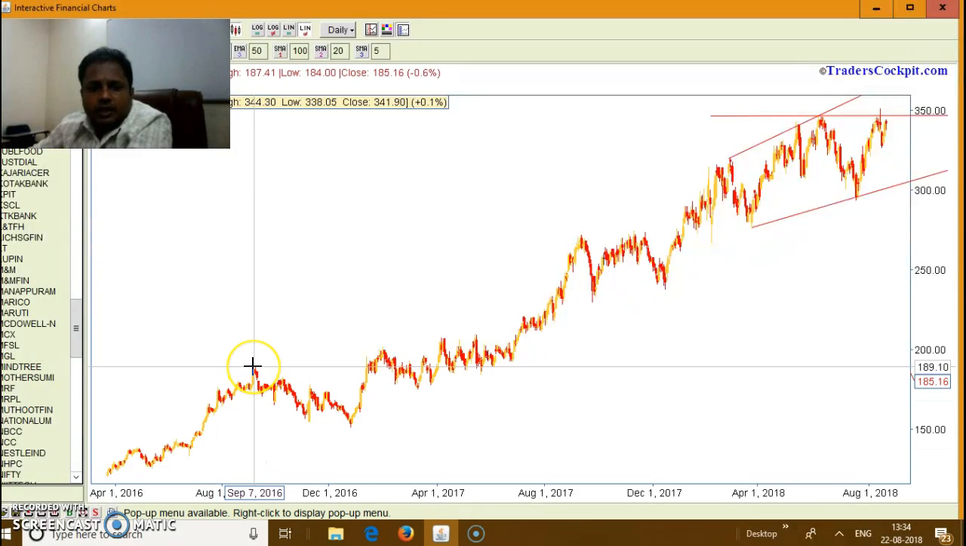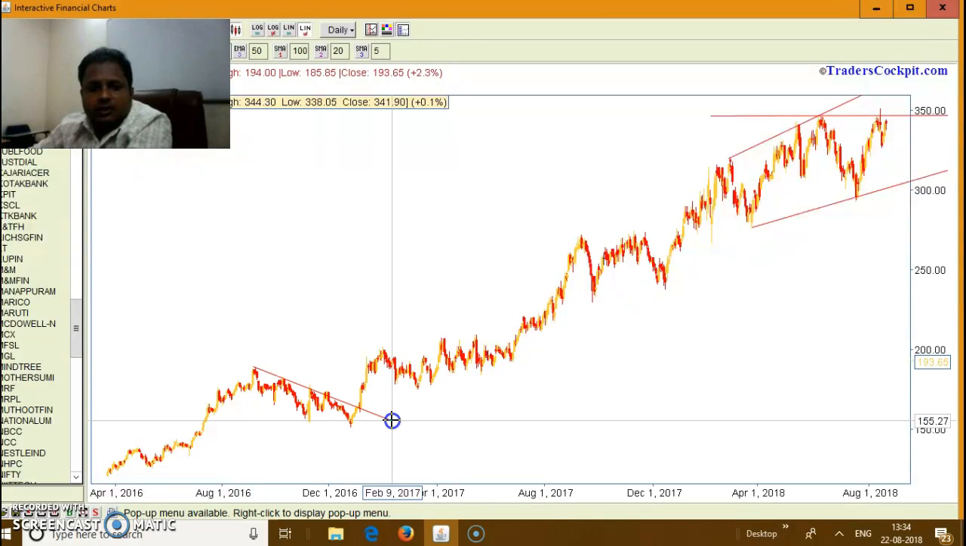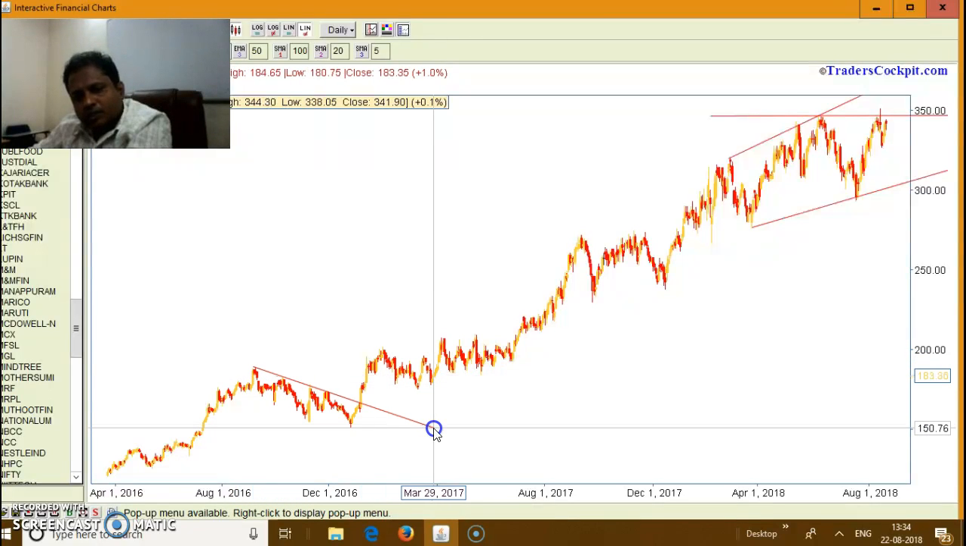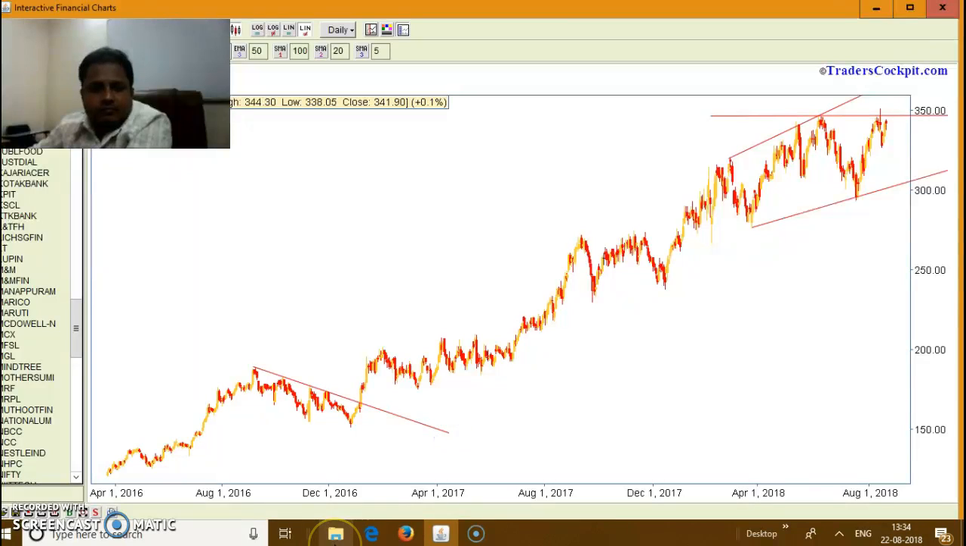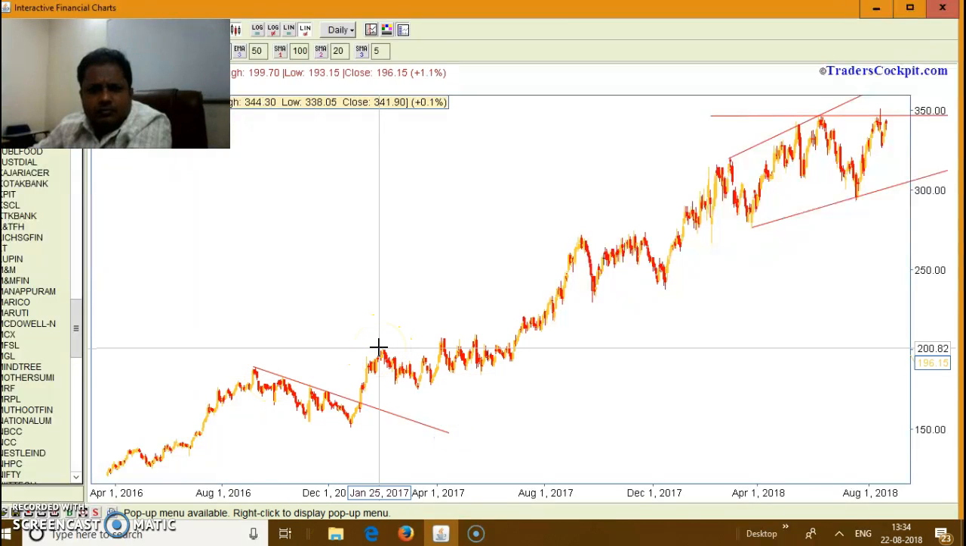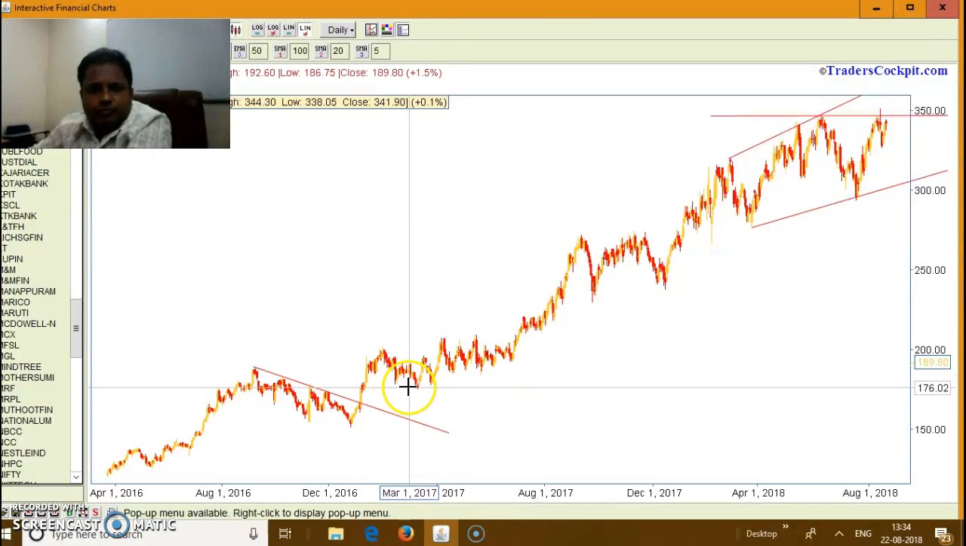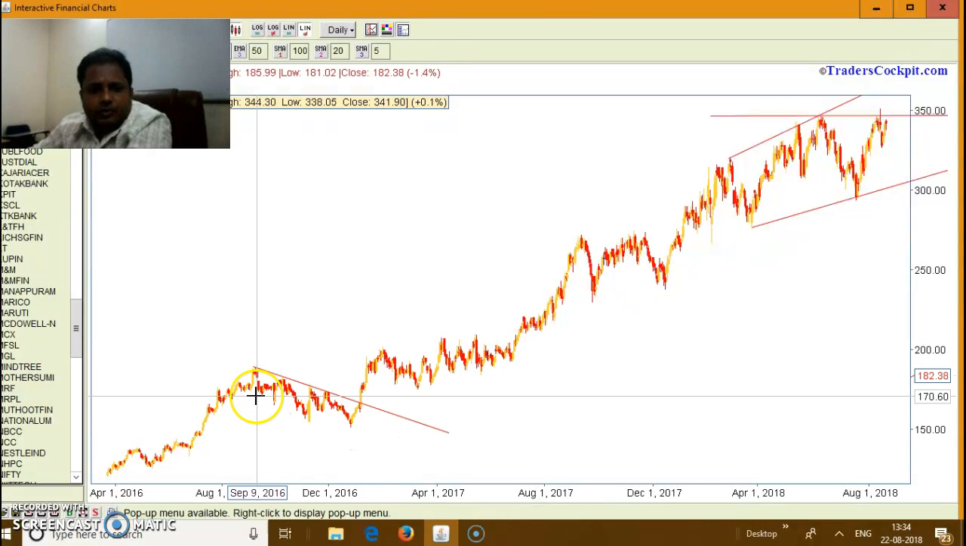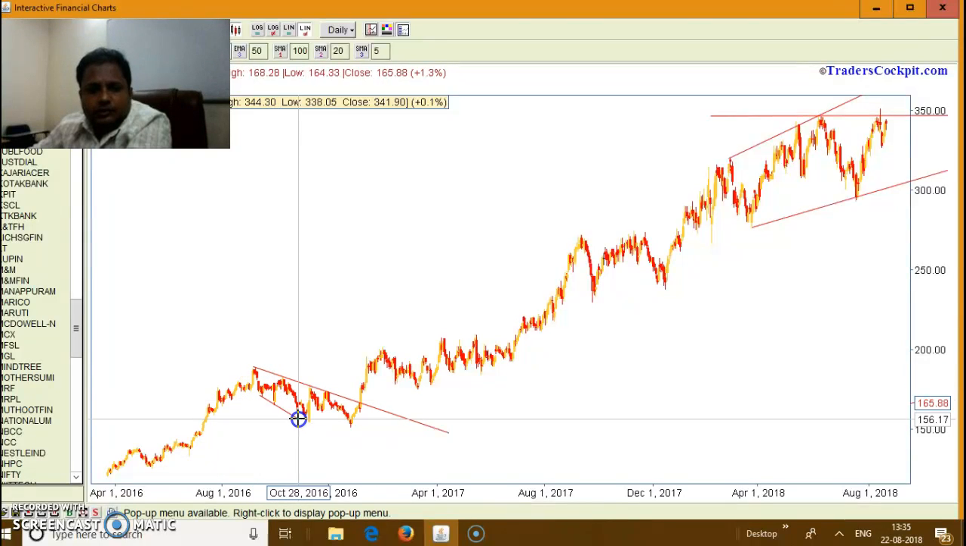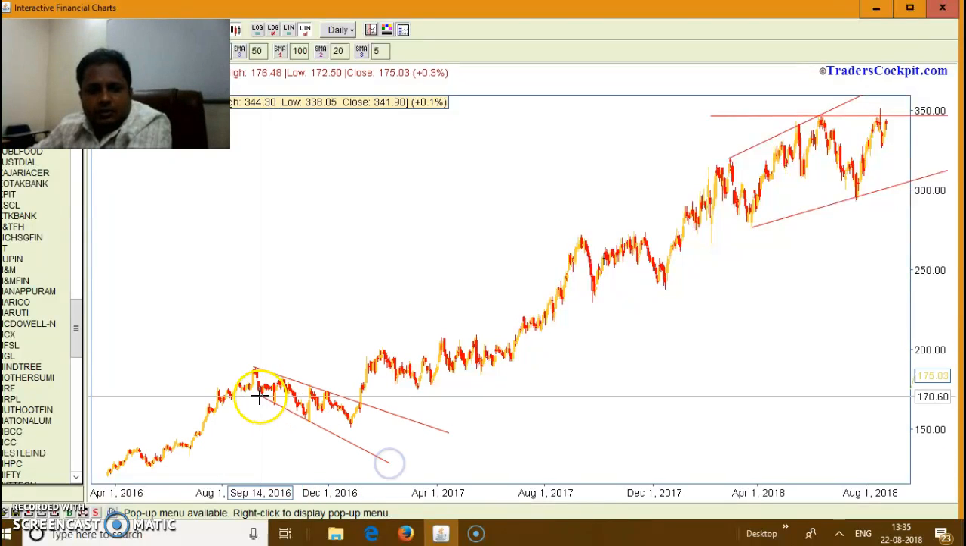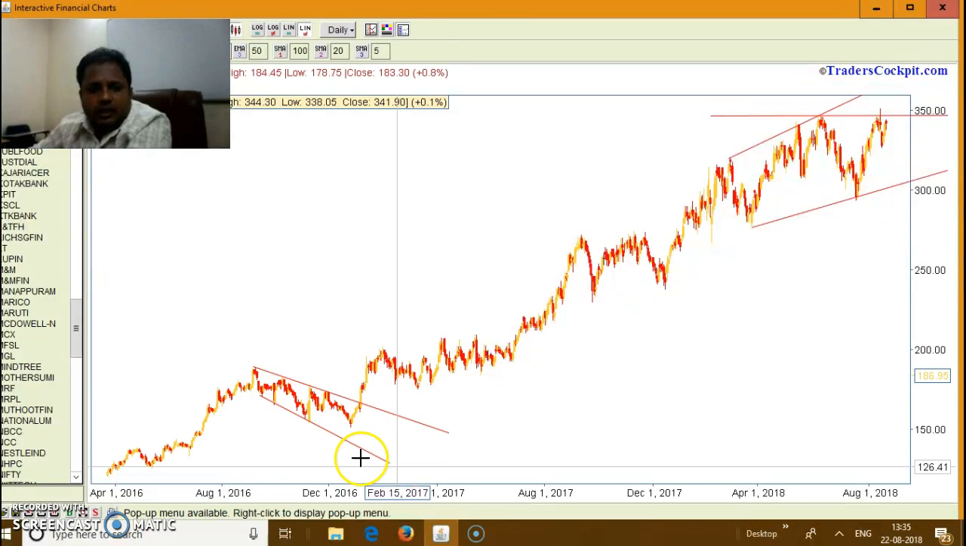You can draw a trend line on the descending side, touching the highs. Here the highs are falling. You can draw a trend line touching the lows also, like this. By touching these two lows, I get another trend line which acts as support.